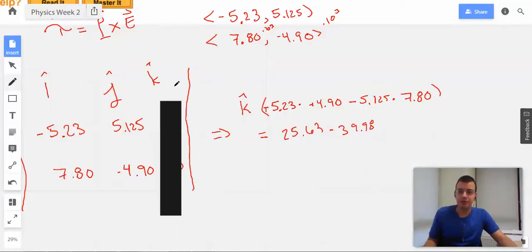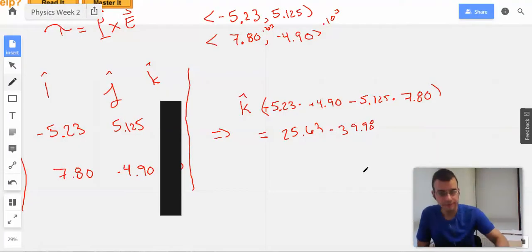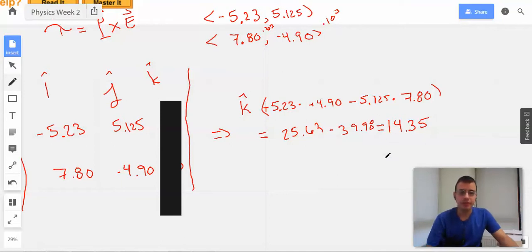Negative 14.35. All right, so let's make sure that makes sense. 5 times 4 is like 25, yeah. 5 times 7 is like 35, a little bit more, okay. This is the big number, it's bigger by about 14. Got it, yep. I totally believe that.